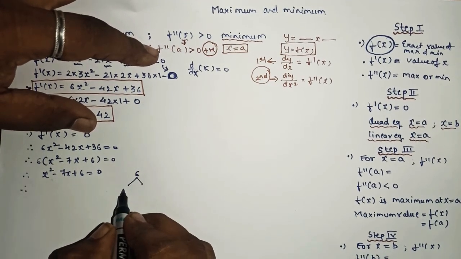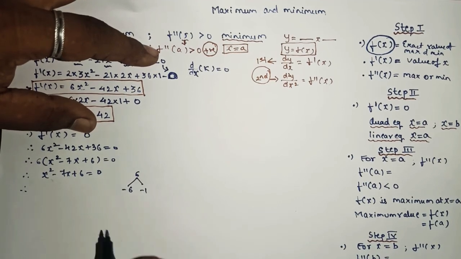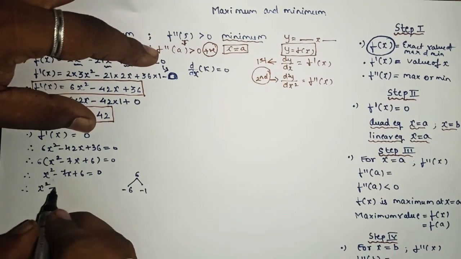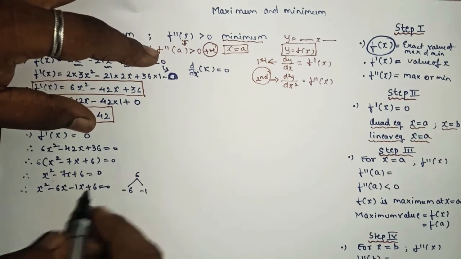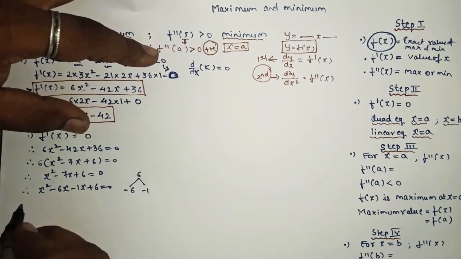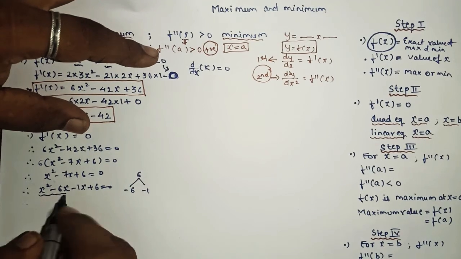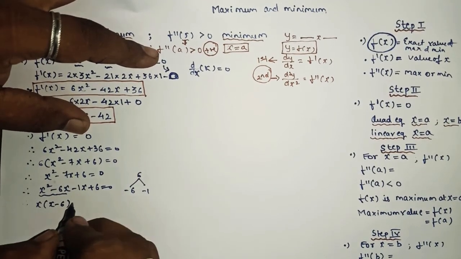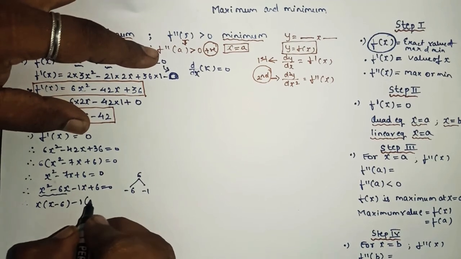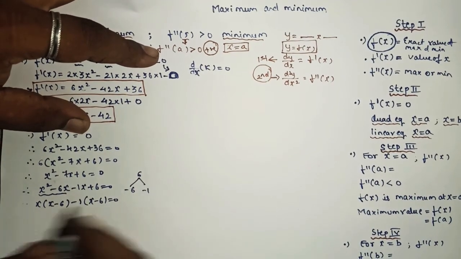6 ones are 6 you will get, and minus 6 and minus 1 will be what? Minus 7. So here x square minus 6x minus 1x plus 6 equals to 0. Here no need of writing 1x, it is understood. So here you will get what? x is common, so inside the bracket you will get x minus 6. Here nothing is there, so 1 will be the common. Here also x minus 6 equals to 0.